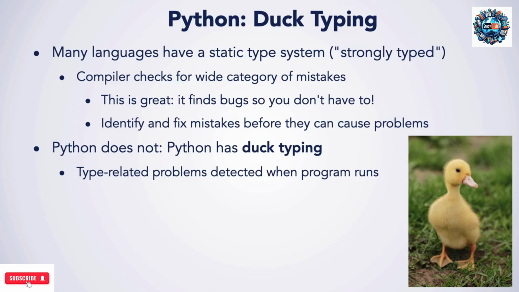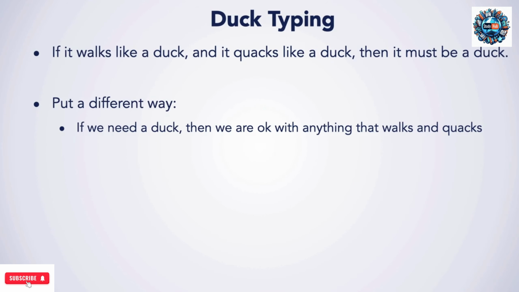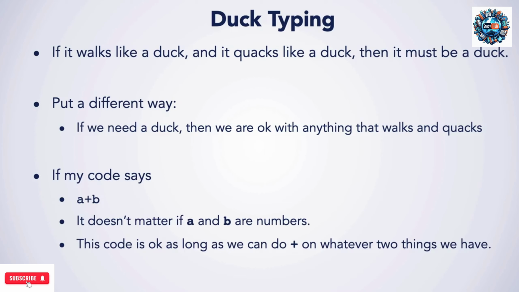However, Python does not do static type checking. Instead, Python uses an approach called duck typing. Under this approach, type-related problems are detected when the program is run. The term duck typing comes from the saying, "If it walks like a duck and quacks like a duck, then it must be a duck." Put a different way, this saying means that if we need a duck, we're happy with anything that can walk and quack. In Python, this means that if my code says A plus B, then it does not matter if A and B are numbers. They can be any type of thing as long as we can do plus on the two types that they actually are.